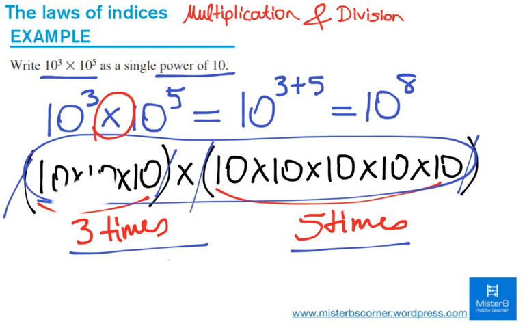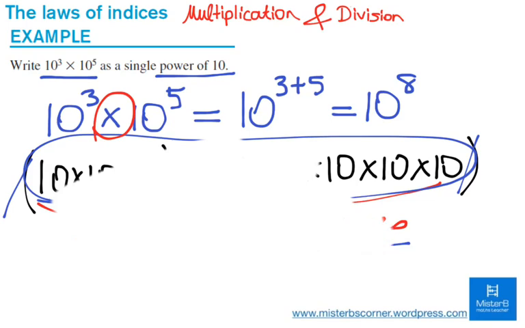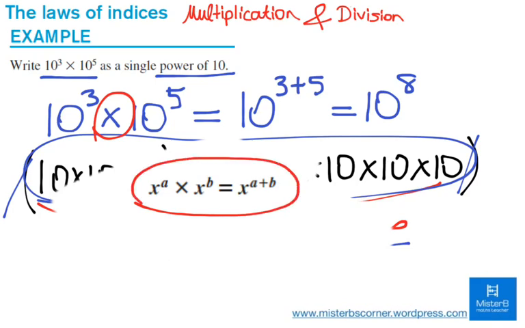So if we express this as a general expression, we can write this: x to the power of a times x to the power of b is nothing but x to the power of a plus b. So when you multiply two index numbers, you basically add the powers and write it as a single index number. The same applies to division.